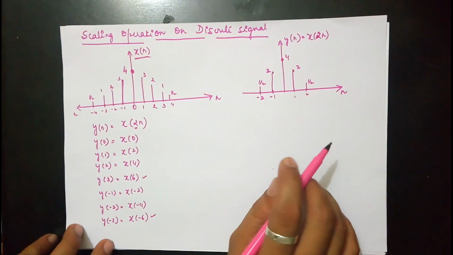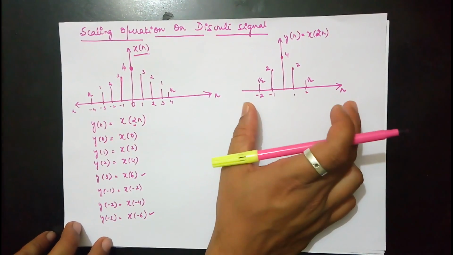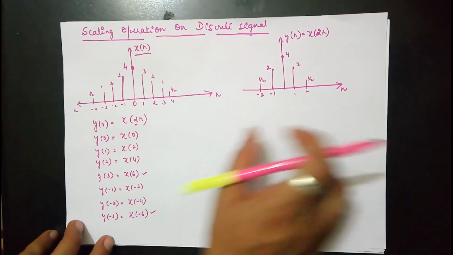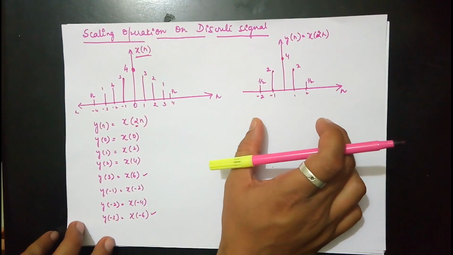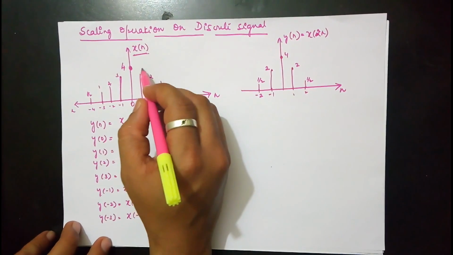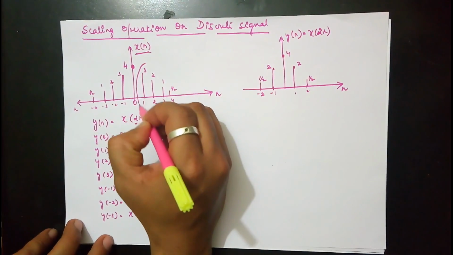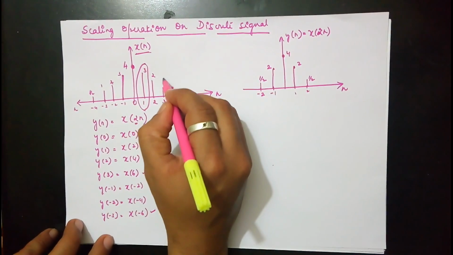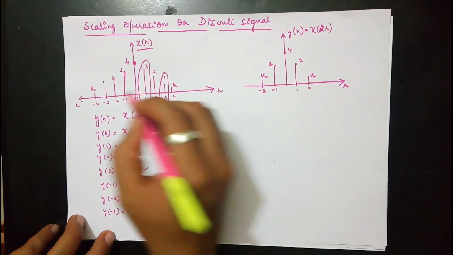So finally I got the compressed version of the original waveform. That is alright, but there is a loss of two samples on the right of n is equal to 0, that is this sample as well as this sample.